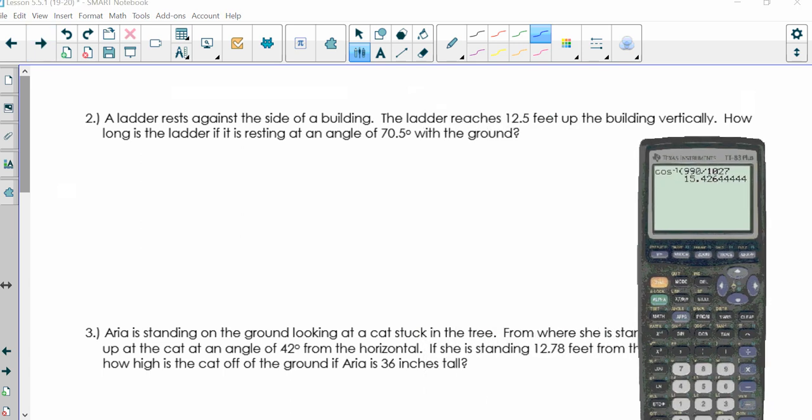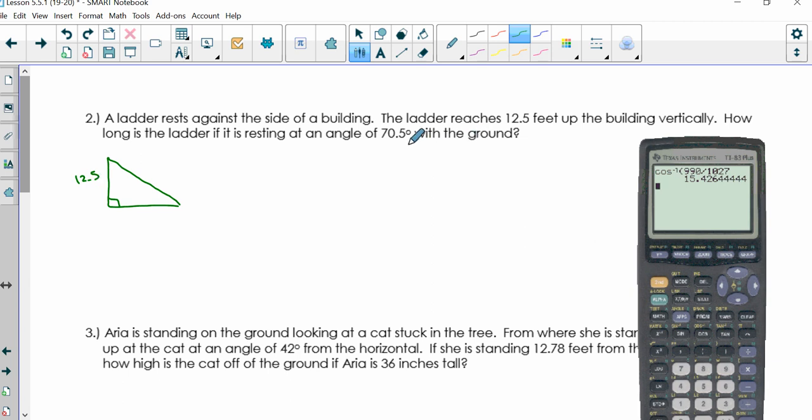Okay. A ladder rests against the side of a building. The ladder reaches 12.5 feet up the building vertically. How long is the ladder if it is resting at an angle of 70.5 degrees with the ground? So it's got to be a right triangle, and all of these we're talking about trig, so the only option is a right triangle. So I would start with drawing your right triangle. A ladder rests against the side of a building. It reaches 12.5 feet up the building vertically. So here's your vertically.